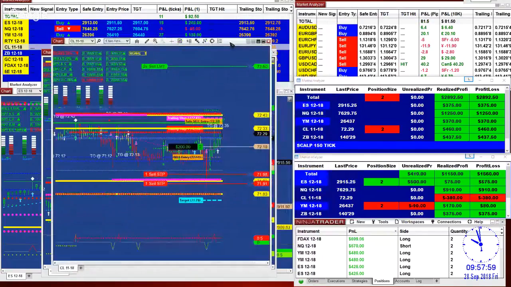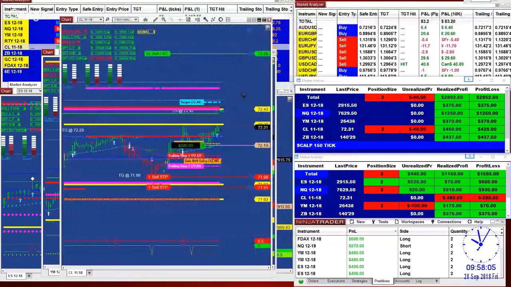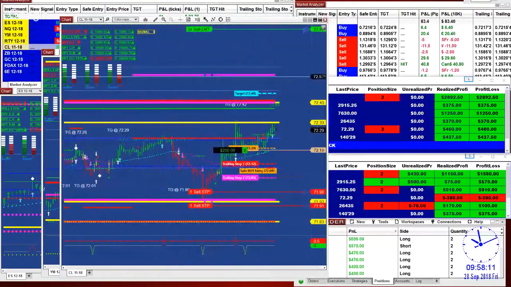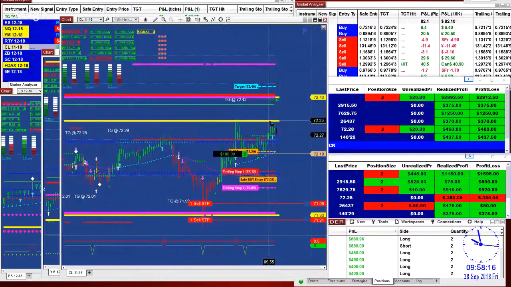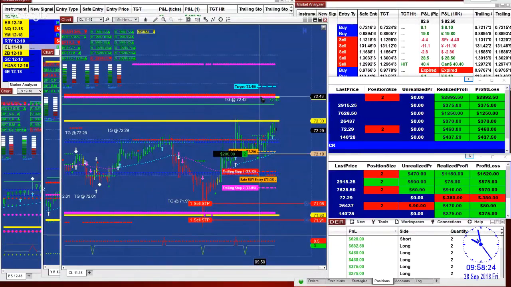I keep pulling the wrong account. I'm sorry, because there's CL, 5 minutes on a different account. This is your CL, and your CL is based on 1 minute. And there is a lot of potential on the CL to get to the 72.40. So we will watch this one closely to see if we are able to catch.